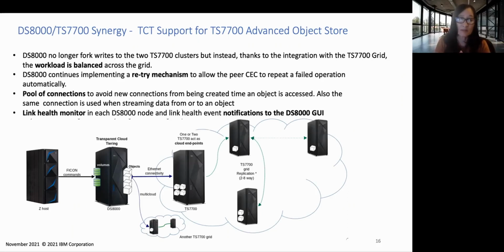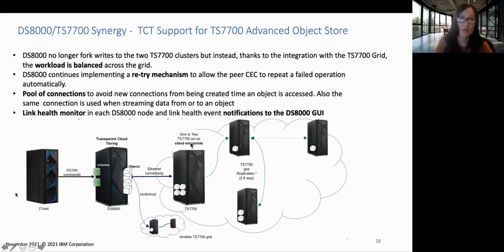We have a mechanism where we now have pools of connections. In our prior release, what the DS8000 was doing when talking to the 7700 is it would open a connection, do a put, and then close that connection. If it had to read, it would do the same thing. Now we have a pool of connections, and we're leaving those connections open so that we can do multiple puts or multiple gets continuously, instead of having the overhead of opening and closing a connection every time you want to do one transaction. So we're adding some sophistication to that so that we can provide better performance.